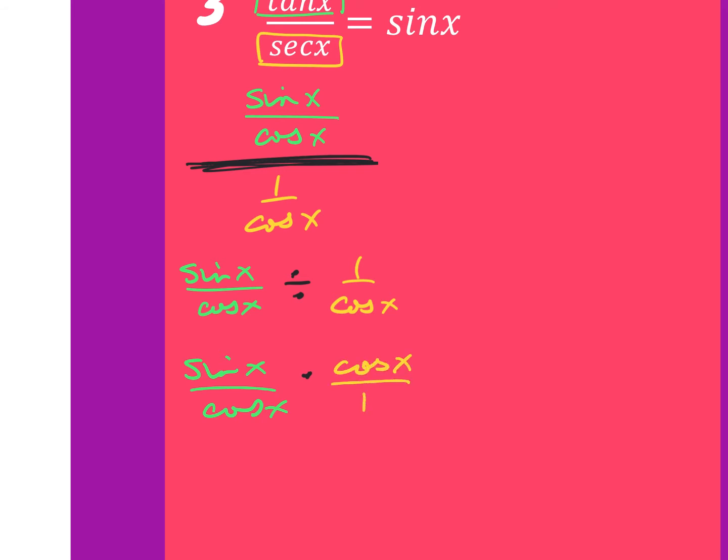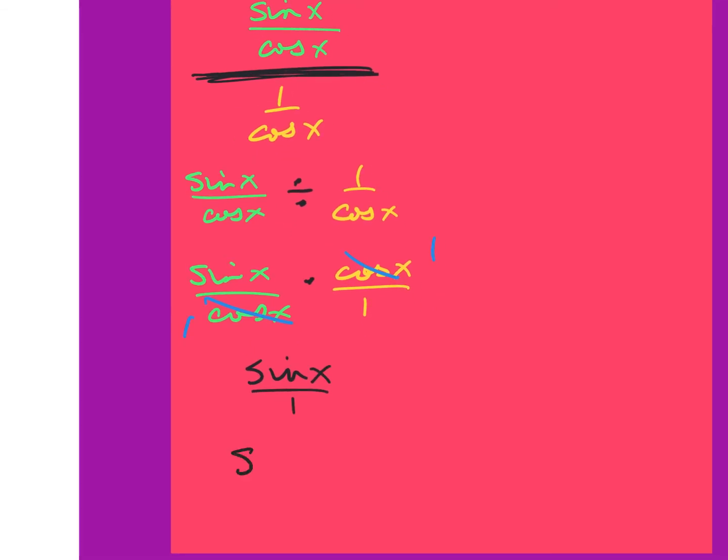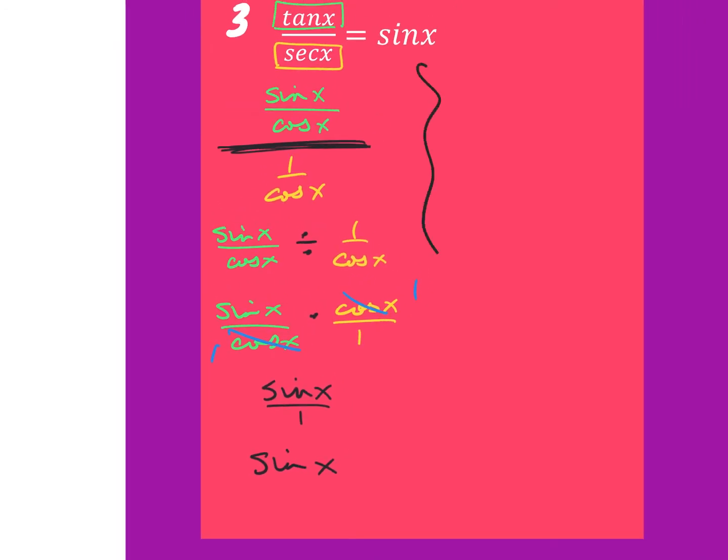And then now notice that the cosine x's simplify to 1s. And then you're left with sine x over 1, which is really just sine x. And if you notice your right side, that's what it wanted you to get to. So it verified.